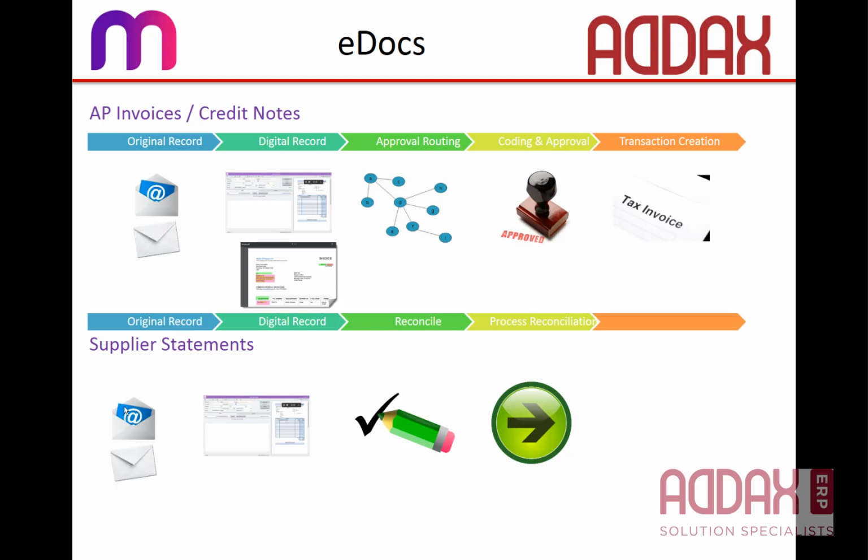The next step, if need be, is to recognise that we receive statements from our suppliers, whether it be in an electronic or a paper format, which then automatically becomes a digital record in MYOB Greentree. At some point we're going to want to reconcile our statement to our invoices, credit notes, to our transactions. Once complete, we then want to process that reconciliation to recognise that all the transactions that have been reconciled are now reconciled transactions. So let's have a look in MYOB Greentree as to how this works.